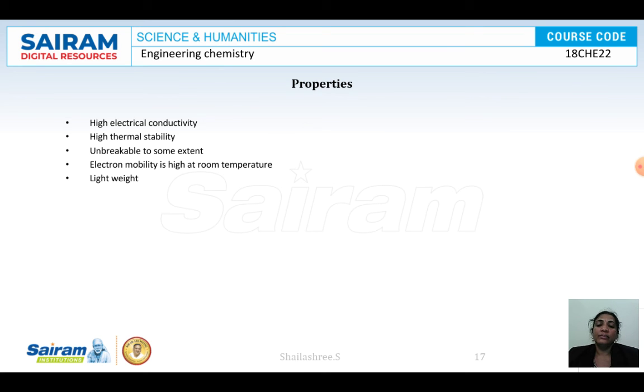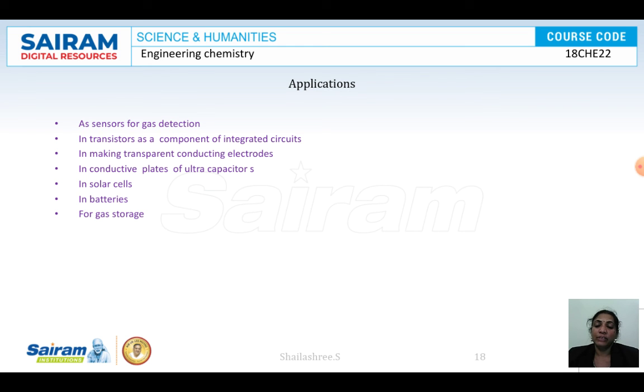Coming to the properties of graphene, it has high electrical conductivity and high thermal stability, which is unbreakable to some extent. Electron mobility is high at room temperature and it is light in weight. Coming to the applications, it is used as a gas sensor, in transistors as a component of integrated circuits, in making transparent conducting electrodes, in conducting plates or ultracapacitors. It is also used in solar cells, batteries, and in gas storage.